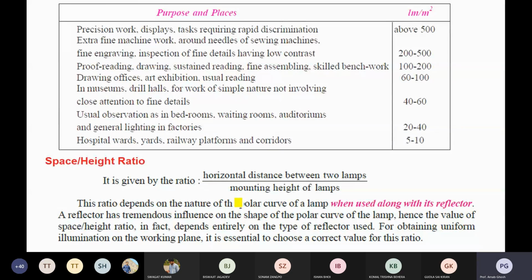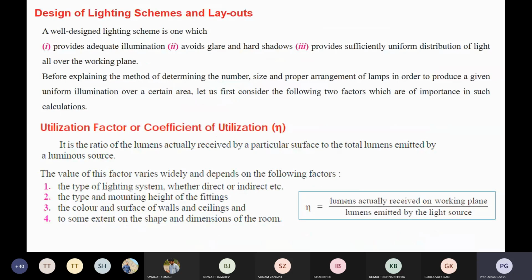There we can observe that there is a huge effect on the reflectors. The reflector design is an important feature for the illumination. So today I am discussing the different lighting schemes and the layout.